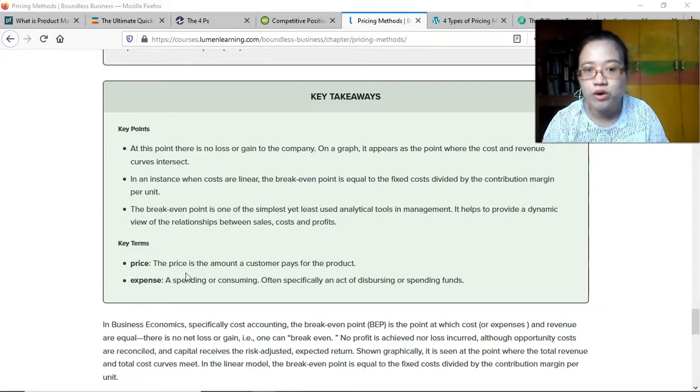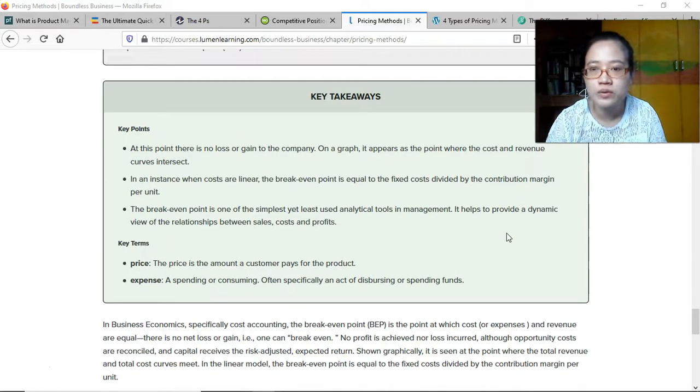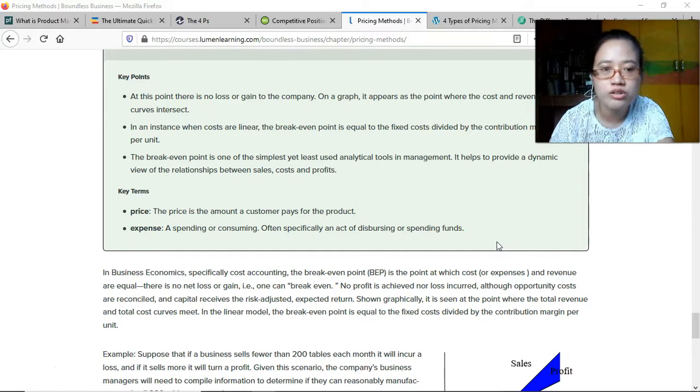So, key terms. We have the price, the amount a customer pays for the product. Expense: spending or consuming expenditures, often specifically an act of disbursing or spending funds. Of course, contribution margin, what's that? Selling price minus variable cost is your contribution margin. And then you have your fixed cost, normally not related to the production of the good or service.